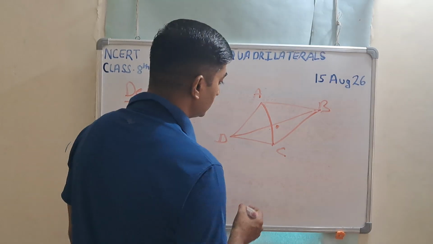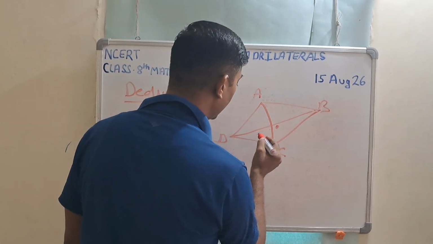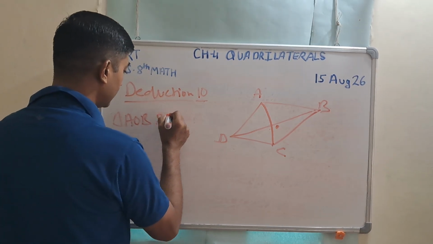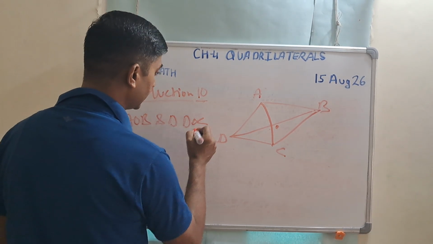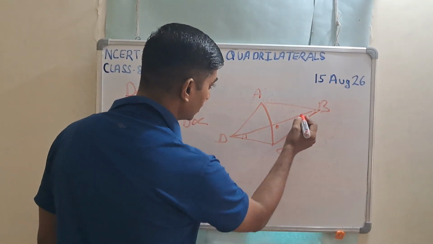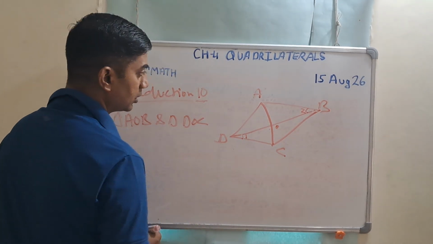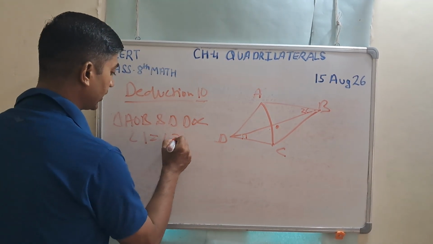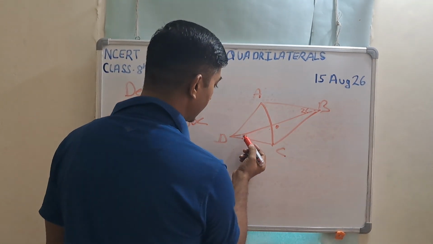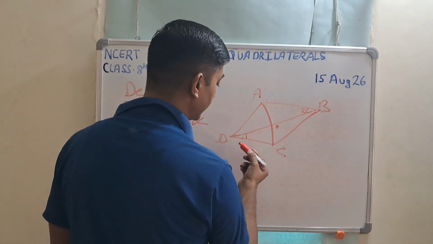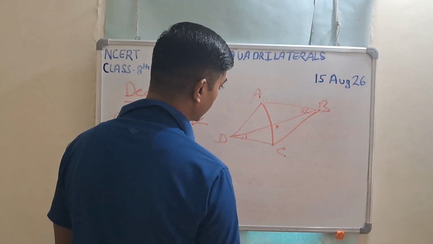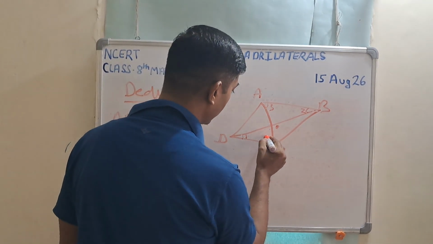Now if we take the triangle AOB and triangle DOC, understood? What we can see is this angle 1, this angle 2. Can we say that angle 1 is equal to angle 2? Of course. This diagonal is bisecting, and opposite angles are equal, or moreover these two lines are parallel, so these are the interior angles. In the same way, angle 3 is equal to angle 4.